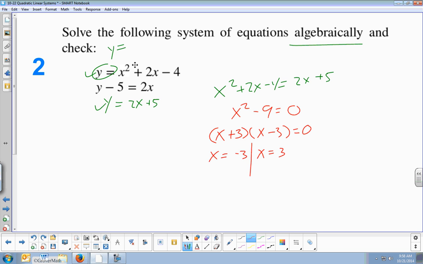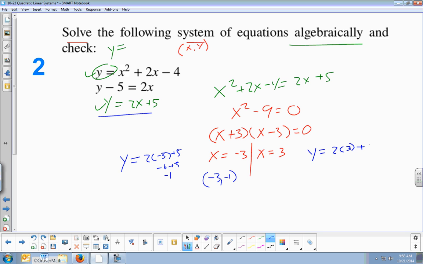But we want the whole solutions here. When they say solve the system, they want x comma y. And so we do need to plug in and find our y value counterparts for these. And I'm just going to use this linear equation I have here. So y equals 2 times negative 3 plus 5. That's negative 6 plus 5 is negative 1. So that would be the point negative 3, negative 1. And then over here, it's y equals 2 times positive 3 plus 5 is 6 plus 5, 11. And so I'm looking at 3, 11.